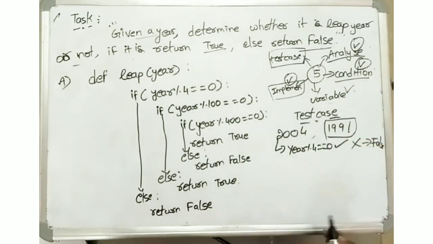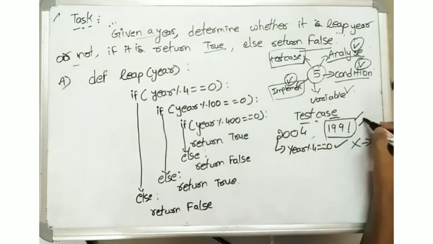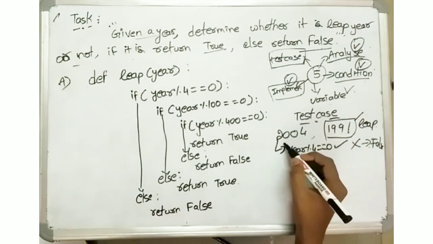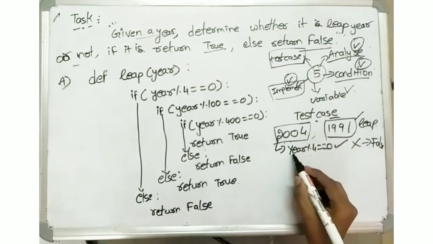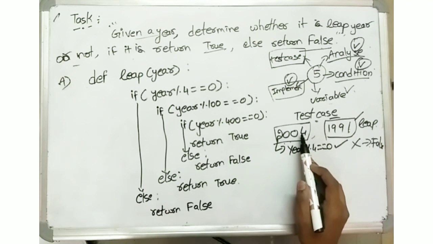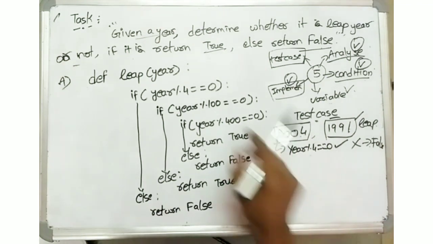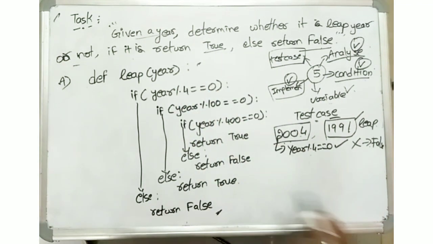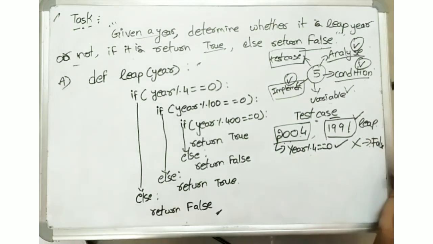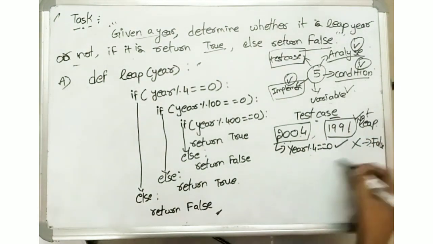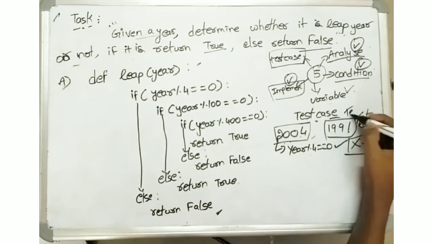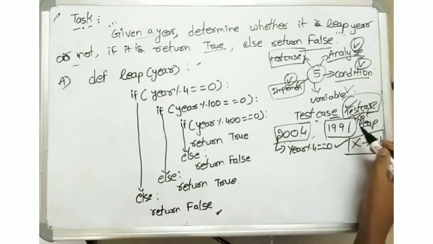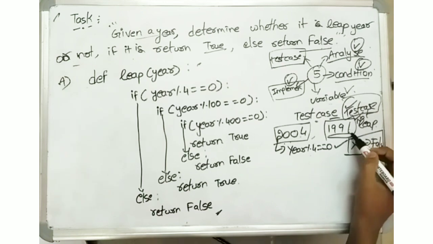And we know that 1991 is not a leap year, right? Okay. Coming to 2004, it is divisible by 4. We still know 2004 is a leap year. We need to prove it with our code, right? We know 1991 is not a leap year. With our code, we proved it is not a leap year, right? This test case is passed. Our code completely satisfied this test case. So we are checking this.